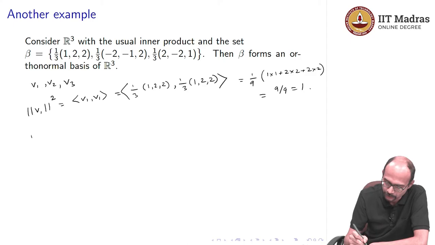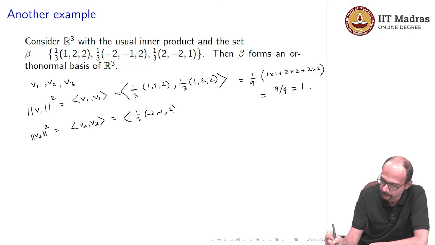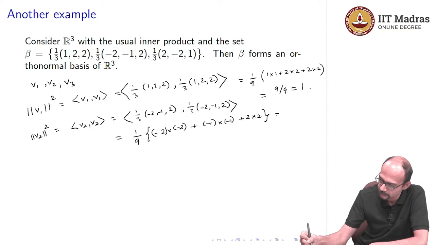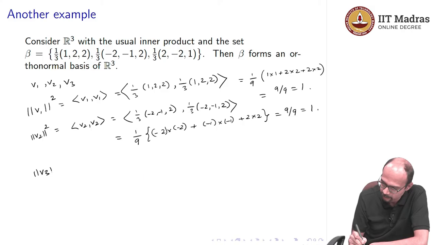Okay. The same thing is going to happen if you take v2. The norm of v2 squared is (1/3)(-2, -1, 2) with (1/3)(-2, -1, 2). So, this is giving us 1/9 times -2 times -2 plus -1 times -1 plus 2 times 2, which is 9/9, which is 1. Maybe I leave the norm of v3 squared to you. So, check that this is 1. And then we are left with these three inner products.